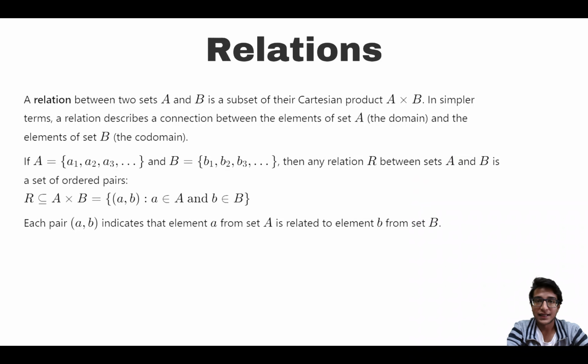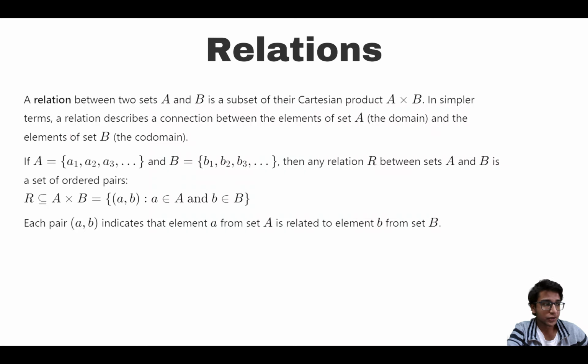So now let's understand what relations are. Relations are basically a subset of the Cartesian product A cross B that you've just found out. So a relation can be any certain type of subset of the Cartesian product that you've just found out. Here also exactly the same thing has been mentioned: a relation between two sets A and B is a subset of their Cartesian product A cross B.